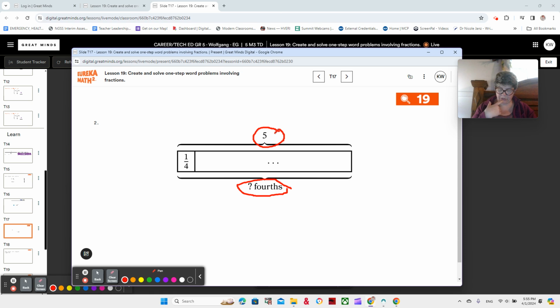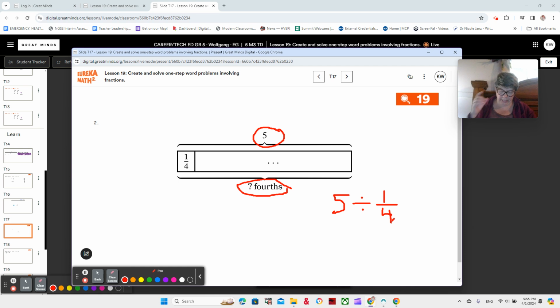Can you write an expression that matches the tape diagram to find the unknown? Yes, I think we can, right? We could say 5 divided by 1/4. How many 1/4ths are in 5? Or 5 divided up into 1/4ths.